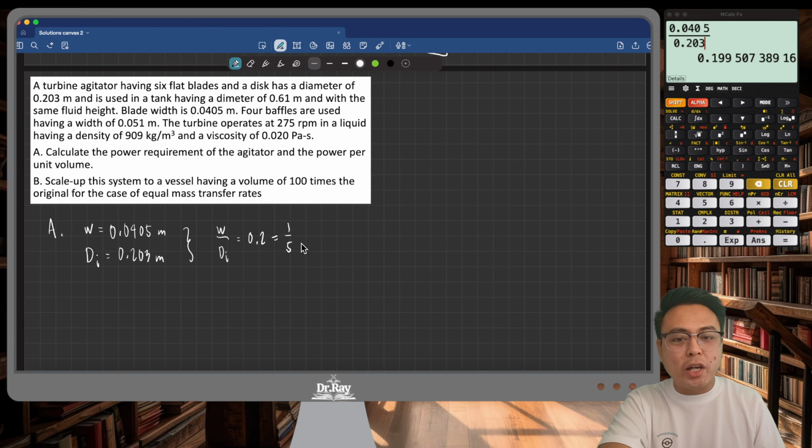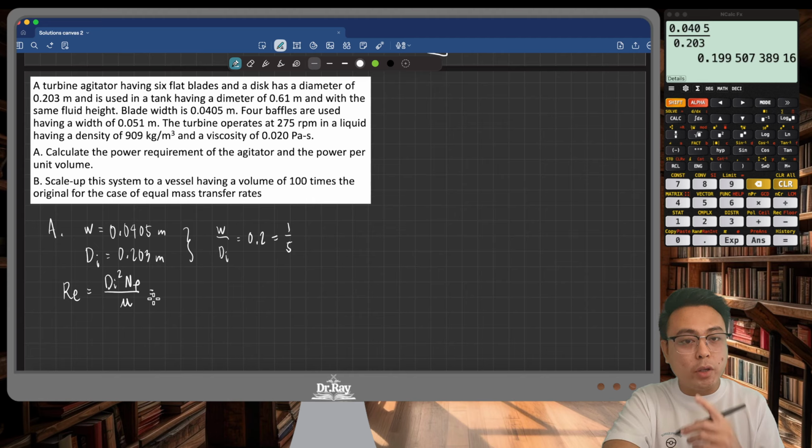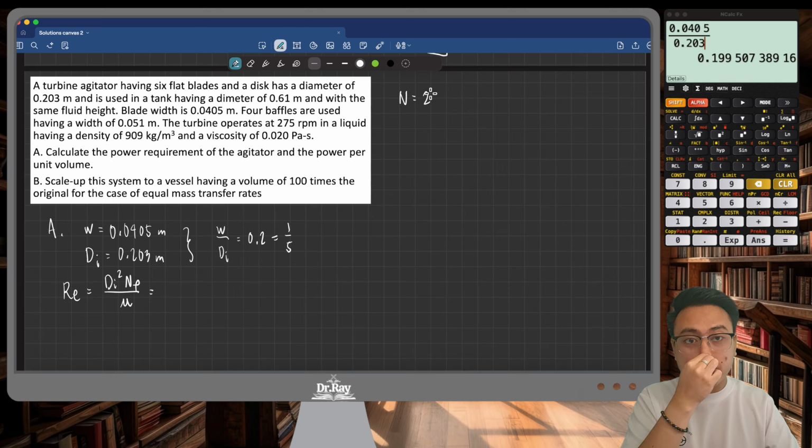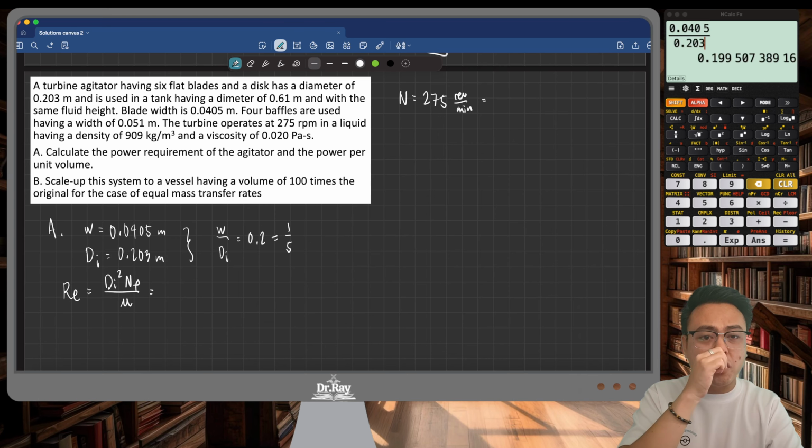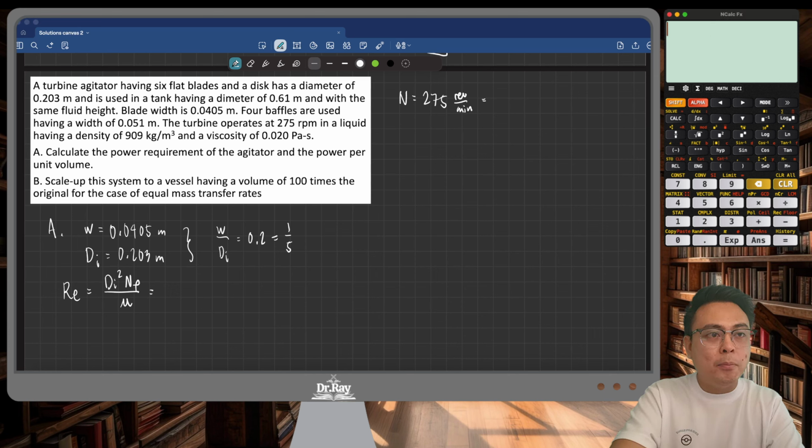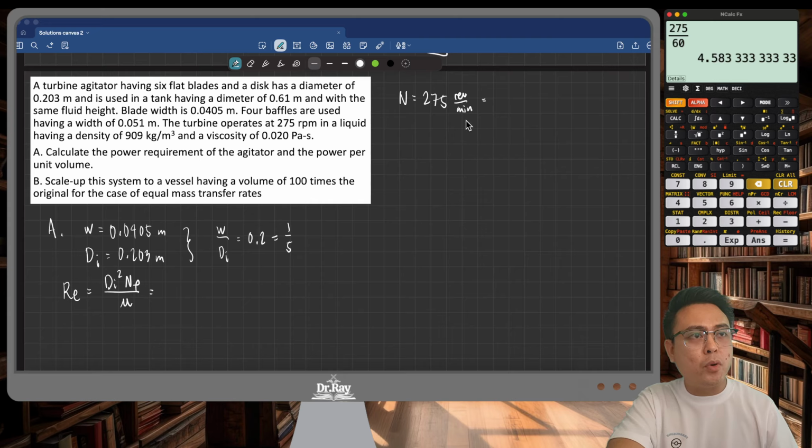After that, we need to get the Reynolds number. That's D_i squared n rho over mu. I'm going to substitute directly. Keep in mind that your revolution speed was given again as RPM. So that's 275 revolutions per minute. In order to avoid confusion, let's convert that to revolutions per second. That is 275 divided by 60. I have 4.583 revolutions per second.